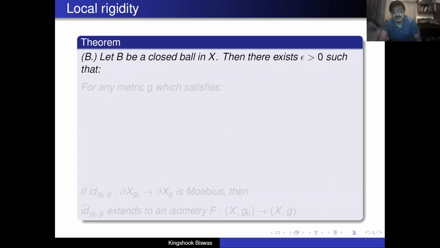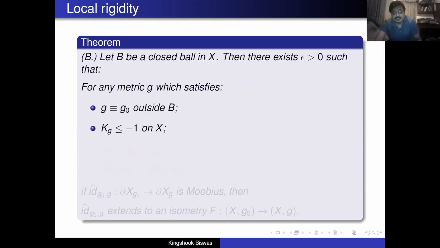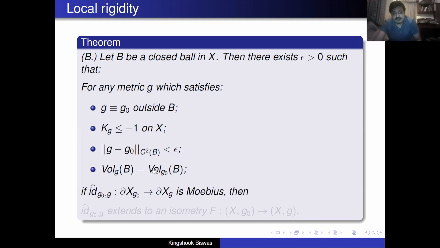We also have a local rigidity theorem. Let B be a closed ball in X. Then there exists epsilon only depending on this ball, such that for any metric G which satisfies the following: G is equal to G0 outside the ball B. The sectional curvature of G is less than or equal to -1 on X. The C2 norm of G minus G0 on this ball B is less than epsilon. And the volume of the ball B is the same for G and G0. Then if the boundary map from boundary X with respect to G0 to boundary X with respect to G is Moebius, then this boundary map extends to an isometry from X, G0 to X, G. So this is a local rigidity theorem.